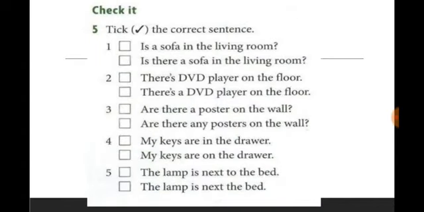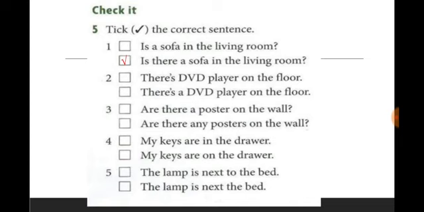Now check it. Tick the correct sentence. Number one. Is a sofa in the living room? Or we should say, is there a sofa in the living room? The next one is the correct one. Is there a sofa in the living room?